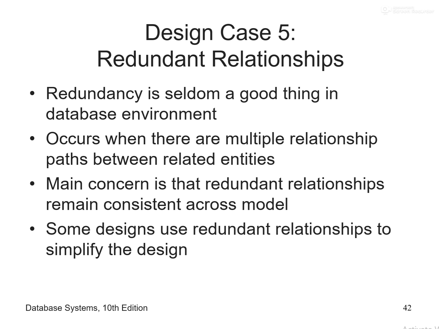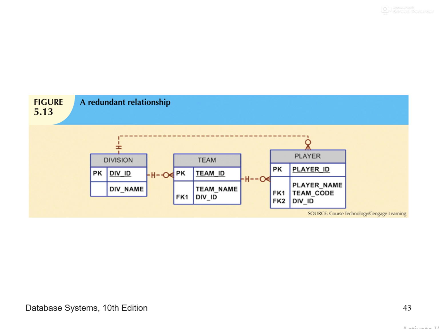A redundant relationship is the last design case that we are going to discuss. A redundant relationship occurs when there are multiple relationship paths between related entities. The main concern with redundant relationships is that they remain consistent across the model. However, it is important to note that some designs use redundant relationships as a way to simplify the design. Here we have an example of a redundant relationship.